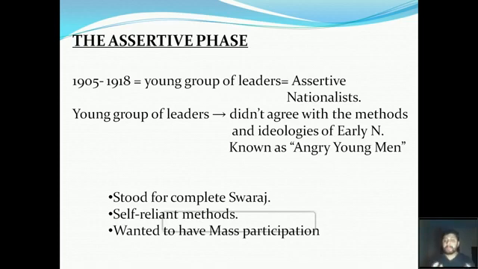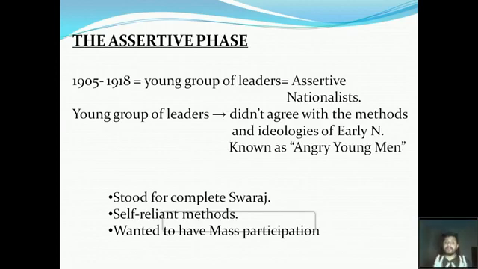These people were trying to achieve freedom through other measures and methods, and by using other ideologies which were not used by the early nationalist leaders. So that's why these people had a very different ideology. They became a different stream in the Indian National Congress. As a result, during 1907, when the Surat session of the Indian National Congress was going on, they had two different opinions.